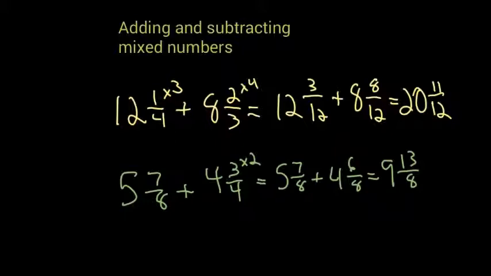Now 13 over 8 is an improper fraction. I have to make it proper. So 8 will go into 13 once. So I add 1 to that 9 to get 10. And then 13 minus 8 gives me 5 left over. So my final answer would be 10 and 5/8.